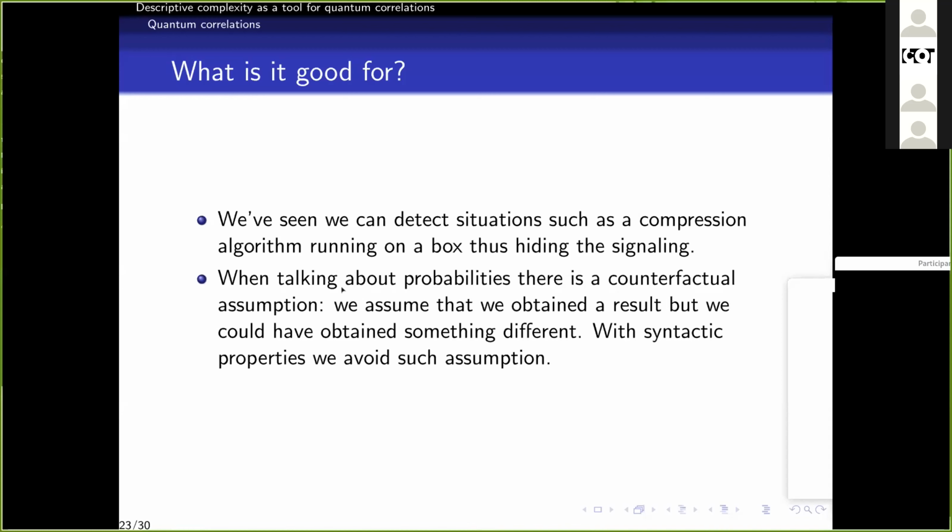But also, when we talk about probabilities, there is a counterfactual assumption. When we say that we obtained this result, but it was just a probability distribution, somehow we are saying that we might have obtained a different result. However, when we look at syntactic properties of strings, like Kolmogorov complexity or algorithmic randomness, we avoid that assumption. We see what we obtain from our experiment, and we make statements about that. We don't need to resort to this counterfactual assumption that, well, this is a probability and maybe I could have obtained a different result. So that's an advantage, I think, because you don't need extra assumptions. You just analyze what you got from the experiment.